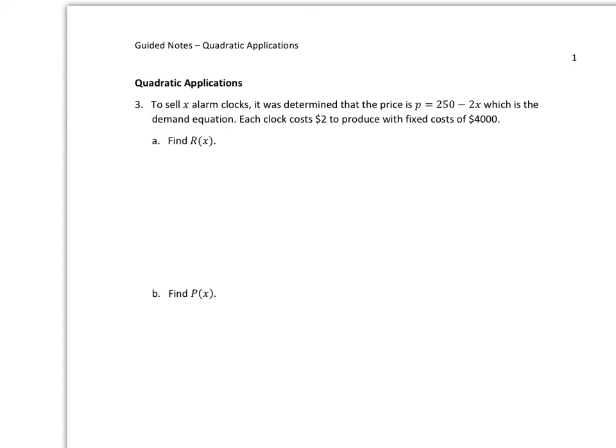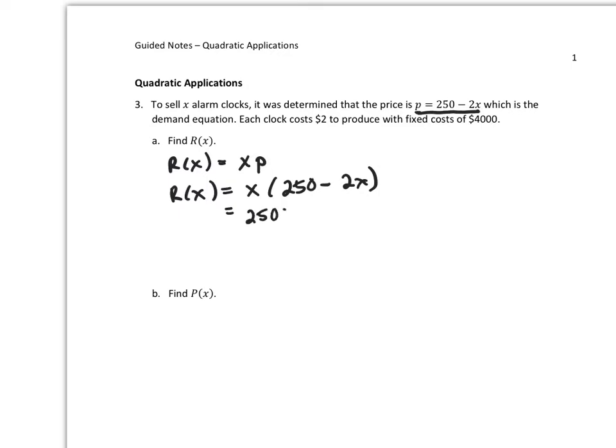Okay, read the problem. Looks like we have 4 parts. The first thing says to find r of x. Well, r of x is x times p. And they gave me a demand equation, which is my price. So r of x is x times 250 minus 2x. And that's 250x minus 2x squared. So r of x is negative 2x squared plus 250x.